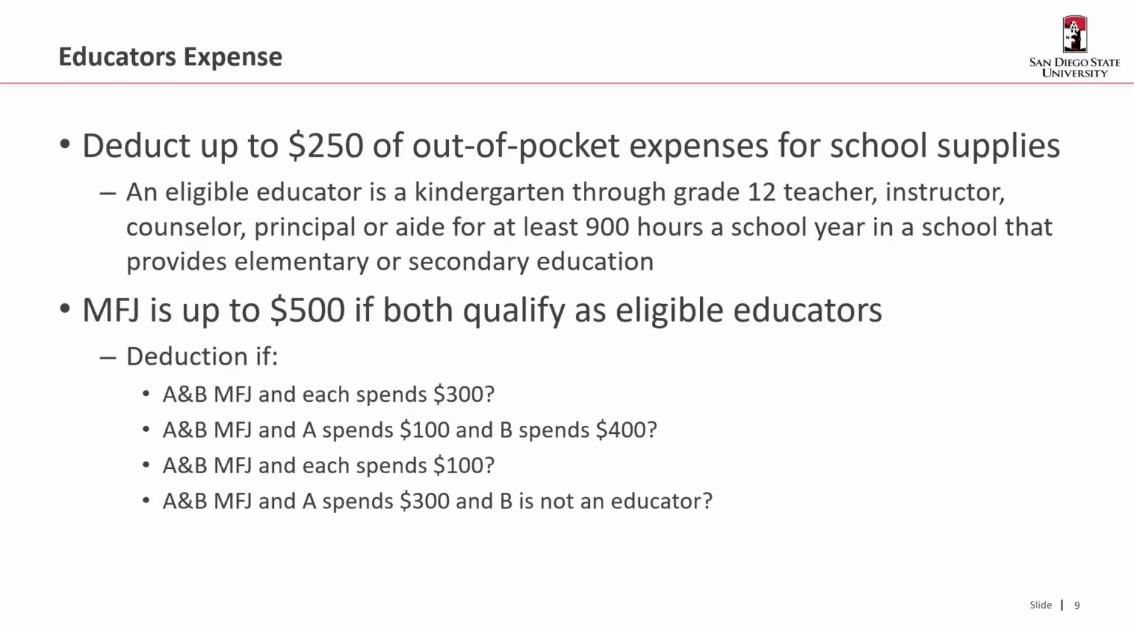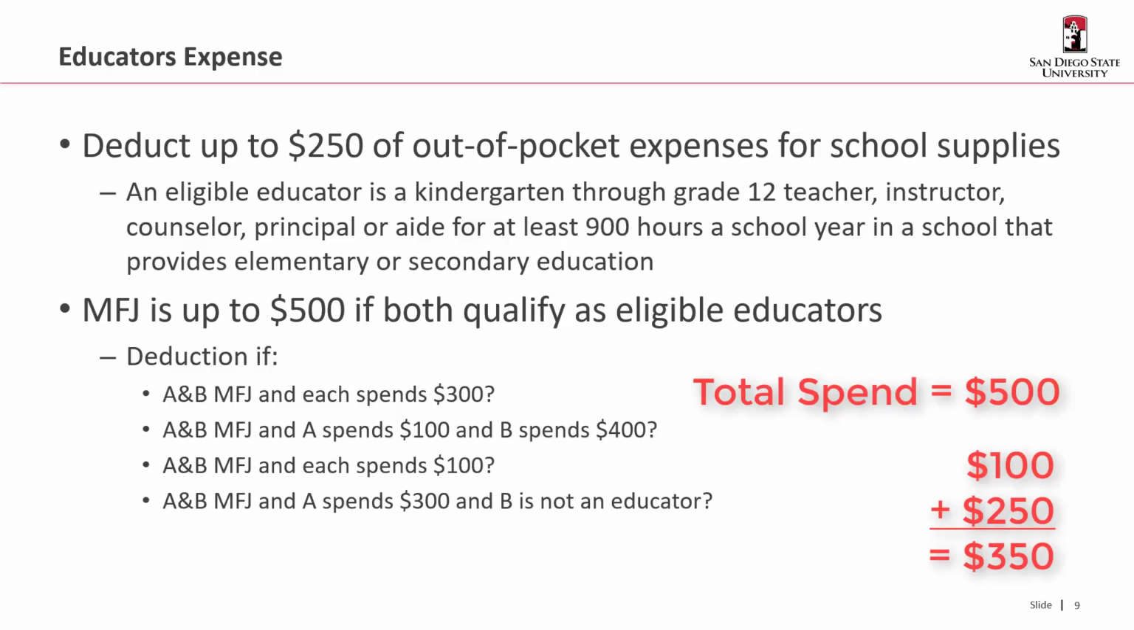Okay, so before we leave this slide and move on to the next topic, let's go back to that second item where A and B are married filing jointly. A spends $100 and B spends $400. Let's talk pragmatically about how that would work out, we think, in real life. So somehow B's got to find a way to classify some of that spend as A's to get up to the $250.